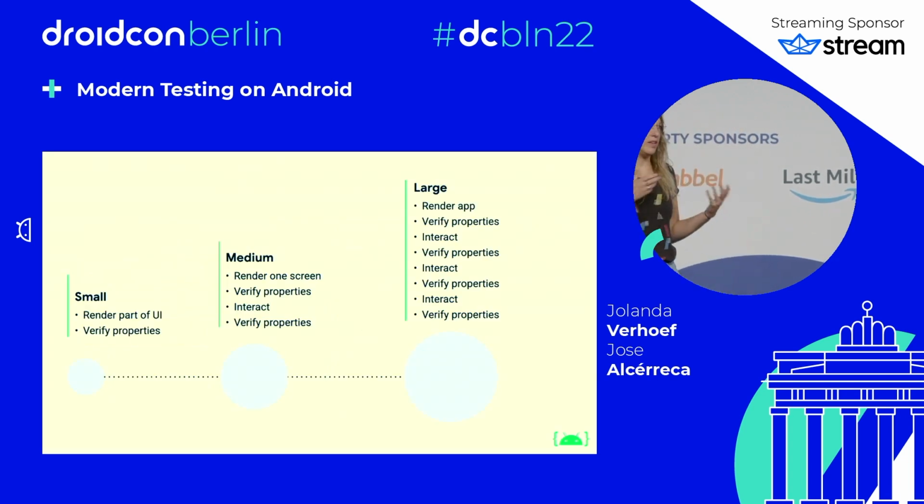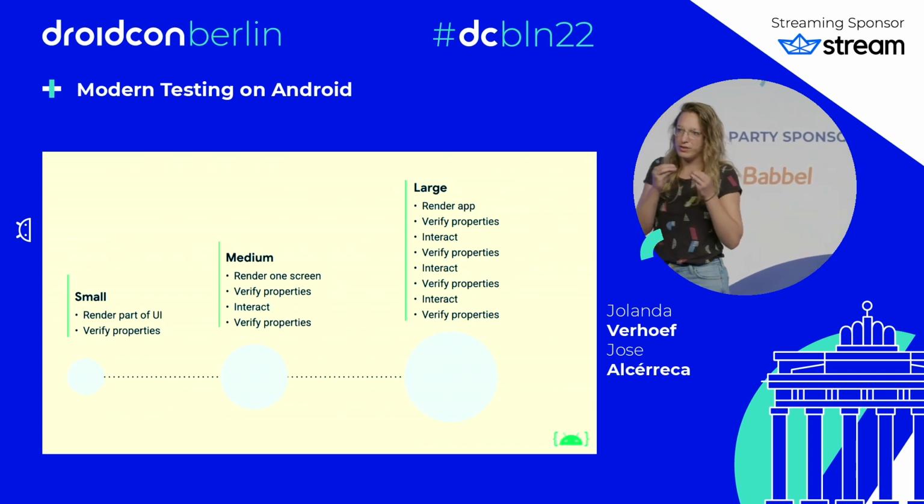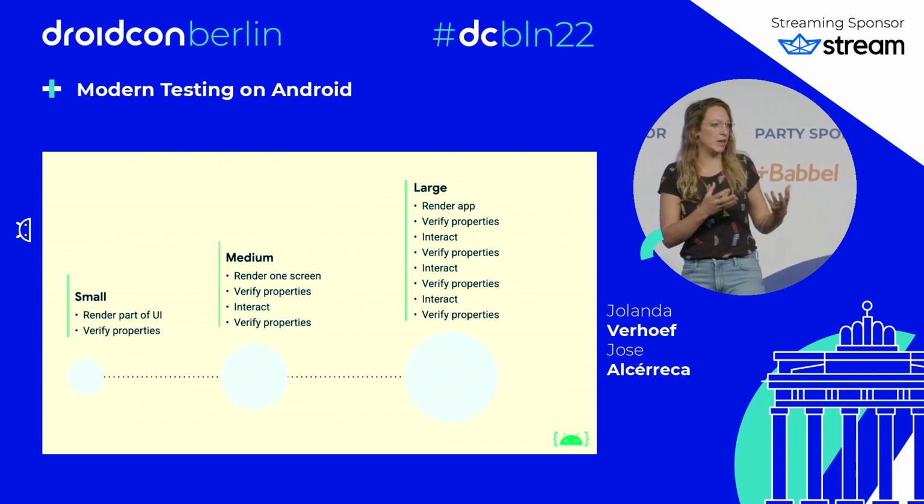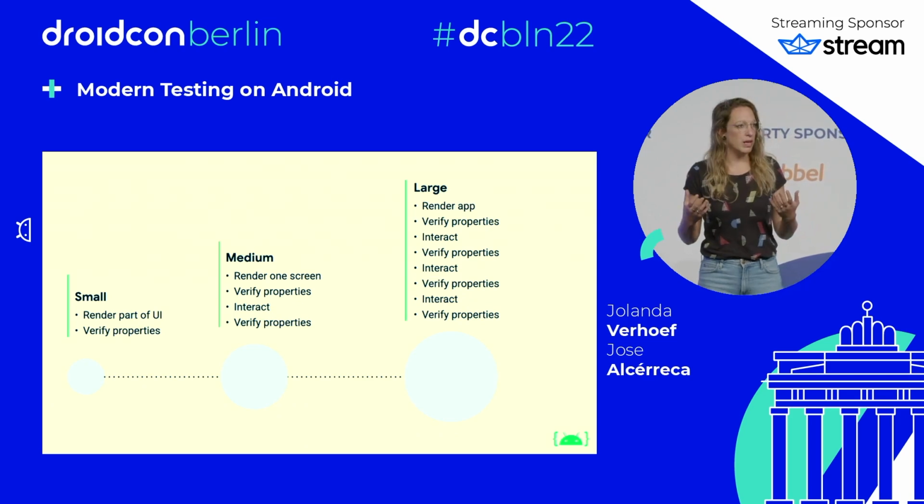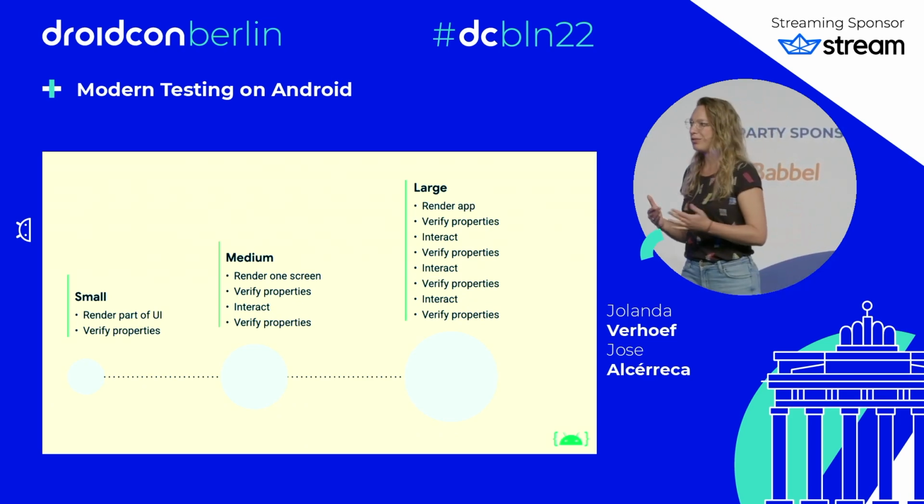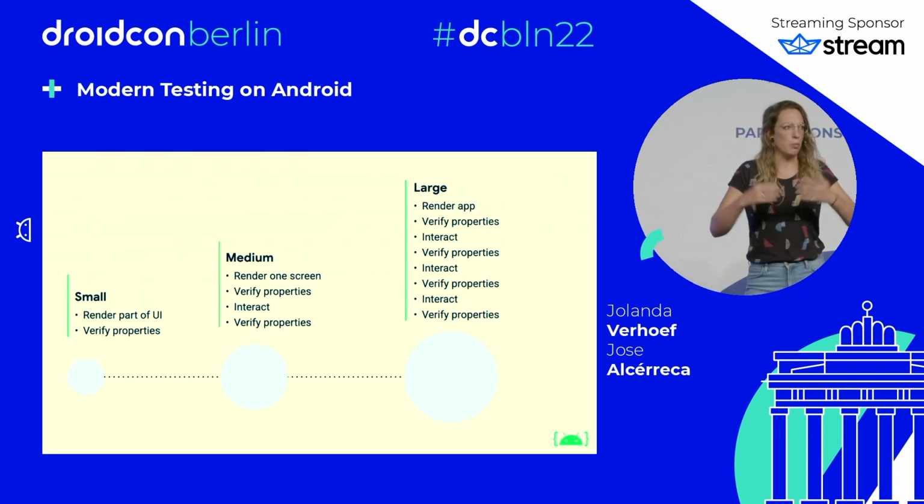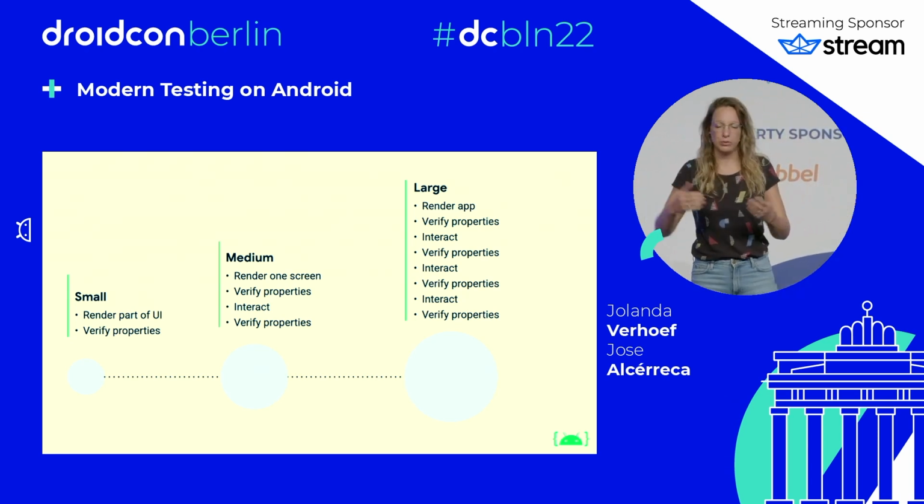That does mean that we get differently scoped tests. So a small test would just render a tiny piece of your UI and validate certain properties on it. A medium test could render a full screen and then do one interaction and a verification. And a large scope test can open the whole app and go through multiple screens.